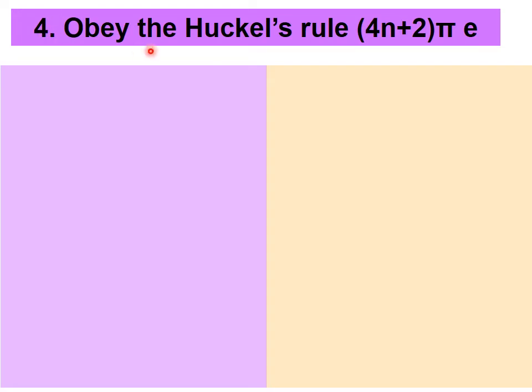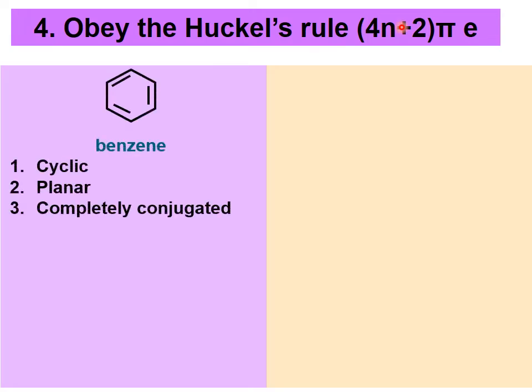So the fourth criteria, it must obey Huckel's rule, which is 4n plus 2 pi electrons. The n tells us the number of aromatic rings. So how do we calculate the pi electrons? The pi electrons depend on the number of double bonds. For example, for the benzene ring you have 3 pi bonds, so 3 double bonds. 1 pi bond is equal to 2 electrons. So here we have 6 pi electrons.